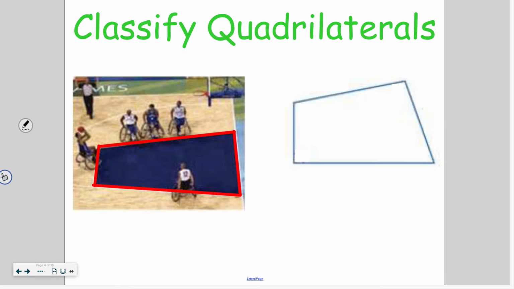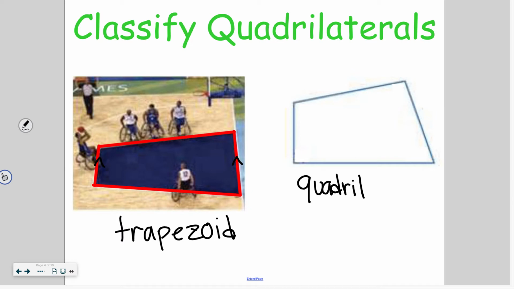So this one on the left, we're looking at 2 parallel lines, and that is going to be a trapezoid. We only have the one set of parallel sides, left and right. If we are looking at this one on the right, we have no sets of parallel sides, so we would simply call this a quadrilateral.